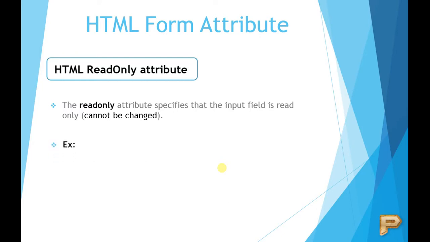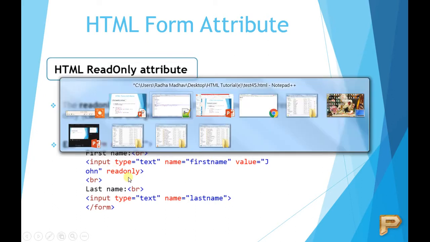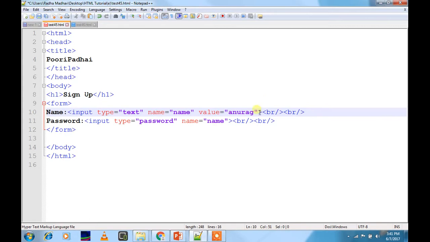An example could be form action. This form syntax, or the coding which I have written over here, I have already explained in the earlier videos on forms. You can go and watch those videos to see what this coding is all about, and then watch this video because it is also related to form attributes. Here you can see, learners, readonly is written just after the value. We will also do the example practically.